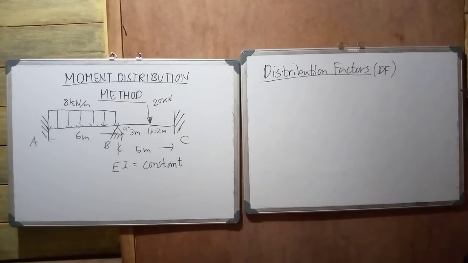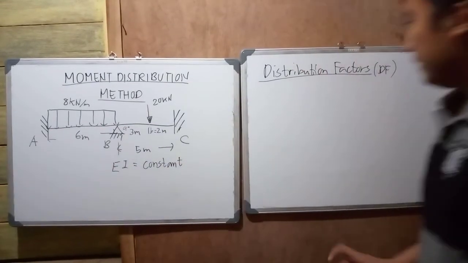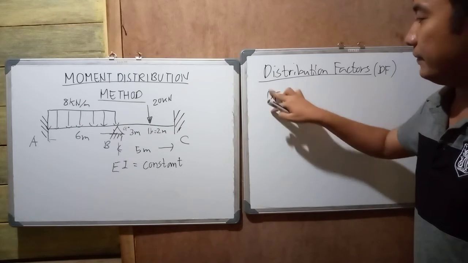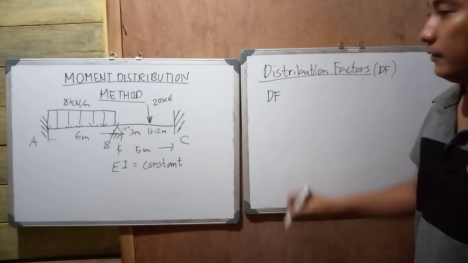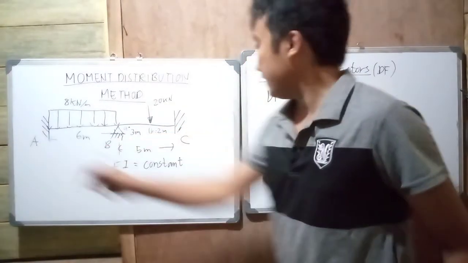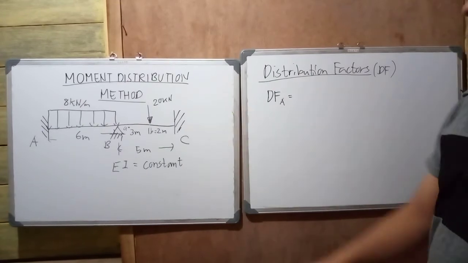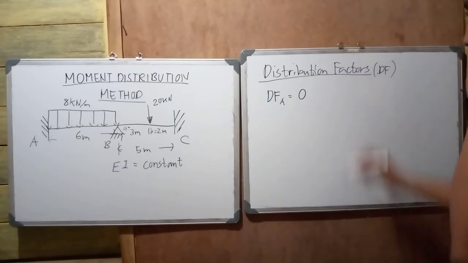Remember that each member has its own distribution. Let us say that the distribution factor of the outer support at A is equivalent to 0. Why? Because it is fixed.